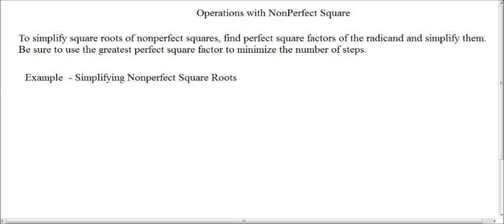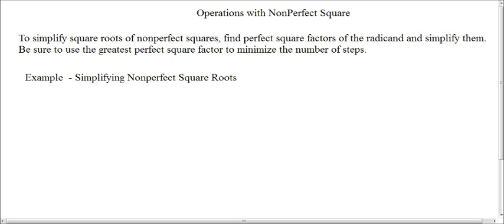Okay, just like in the very beginning, we're not going to always have perfect squares. So we can still perform operations. First, let's take a look at this aspect in a multiplication sense.